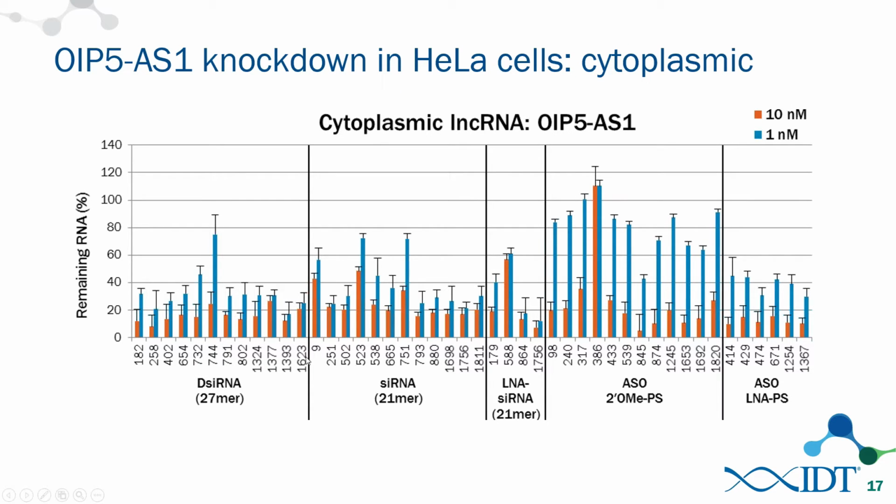We saw a similar pattern for the second cytoplasmic target, OIP5 antisense 1, in that the RNAi reagents outperformed the antisense oligos. However, again, we did find a lot of active sites for antisense oligos at the higher 10 nanomolar dose. But at the lower doses, the RNAi reagents outperformed the antisense oligos.